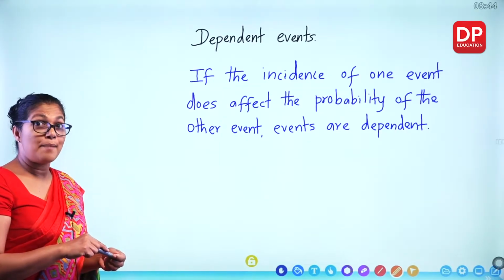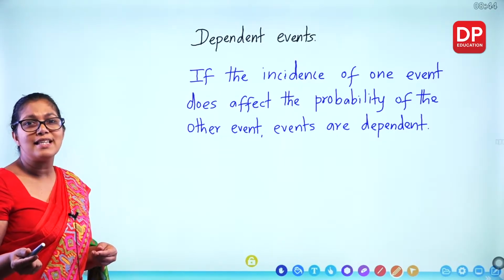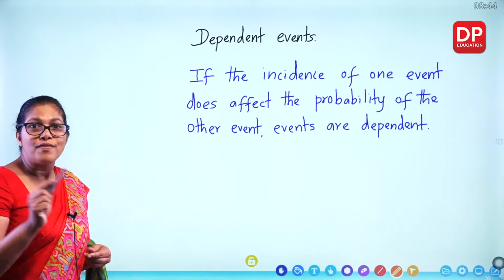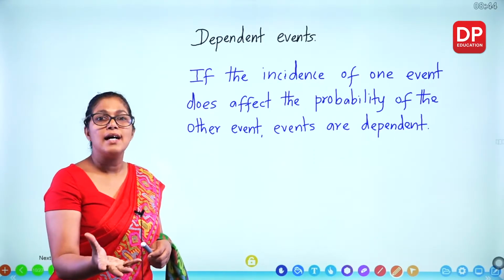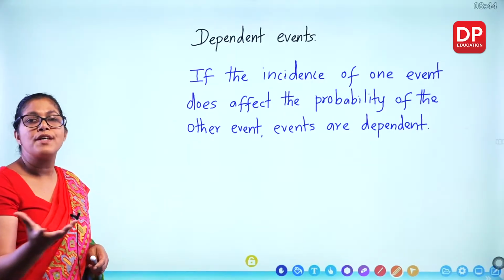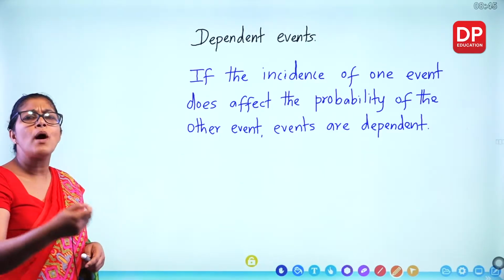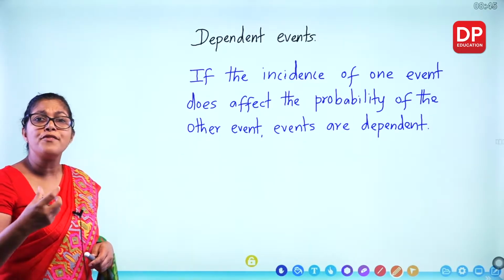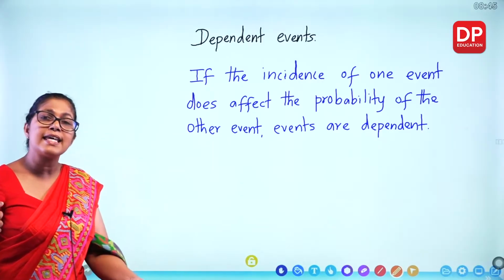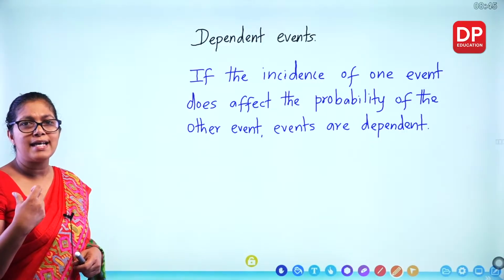So if he gets absent, more chance of losing the team. So that's dependent. Another one: take a bag of several marbles with different colors. Take one marble from the bag and observe the color, and you are not replacing that and taking another one. What happens when you are taking from the bag?